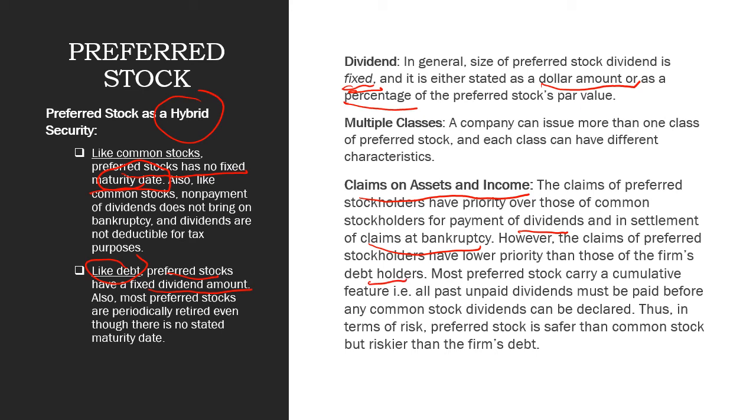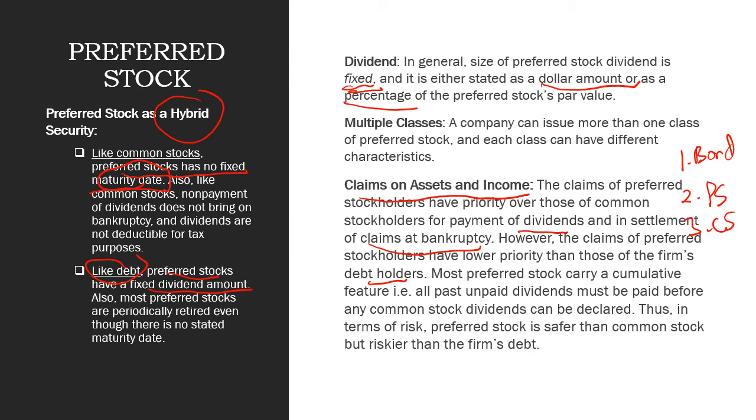So meaning to say, when we discuss the priority of claim in the event of a company's bankruptcy, priority number one belongs to the bondholder, number two is for the preferred stock, and number three is the common stockholder. That is the priority when it comes to claims on assets and income.